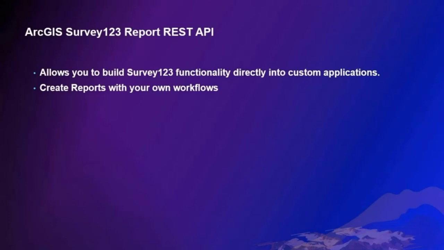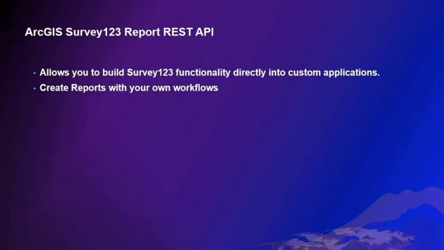The final automation tool I will discuss is the Survey123 Report REST API. The Survey123 Report REST API is provided to enable developers to create reports in their own workflows. It includes the same capabilities that are present in the Survey123 website or the ArcGIS API for Python, but exposes those resources directly through a REST API.